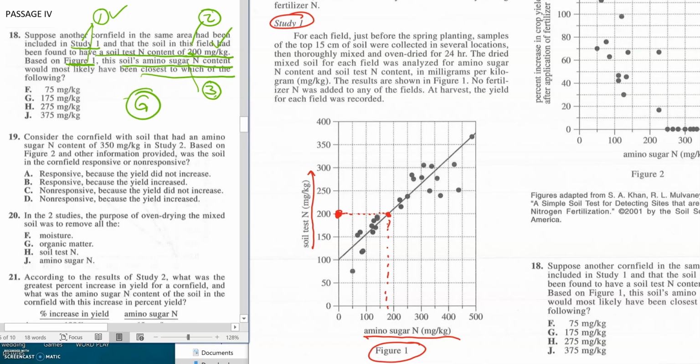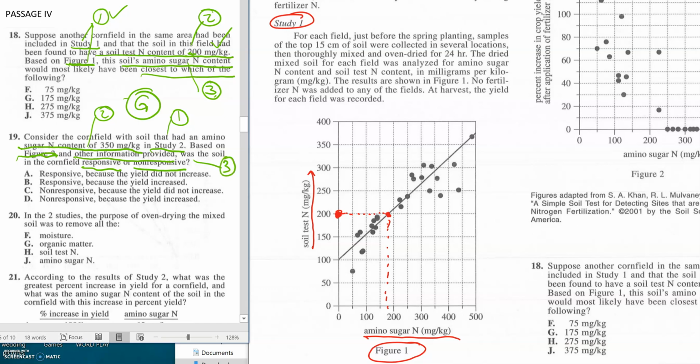Next question. Consider the cornfield with soil that had an amino sugar N content of 350 in study 2. So study 2 will be our first one. We always find the location first. Finding amino sugar N content of 350 will be our second thing. Based on figure 2, that's part of our first step because it's study 2, figure 2. Find our location. Other information provided: was the soil in the cornfield responsive or unresponsive? That's going to be step 3.